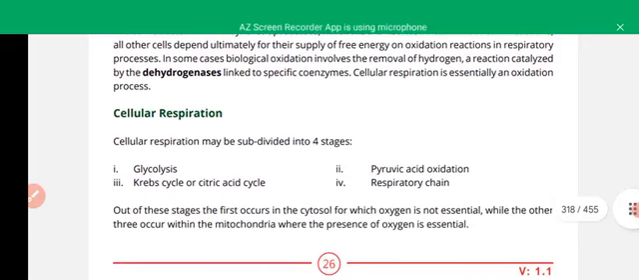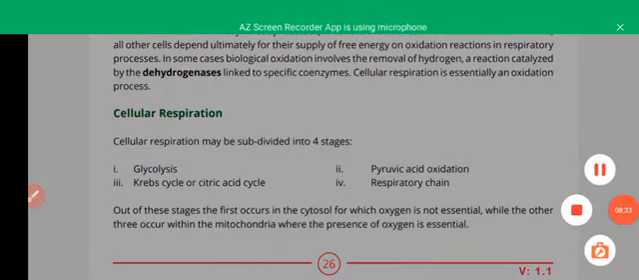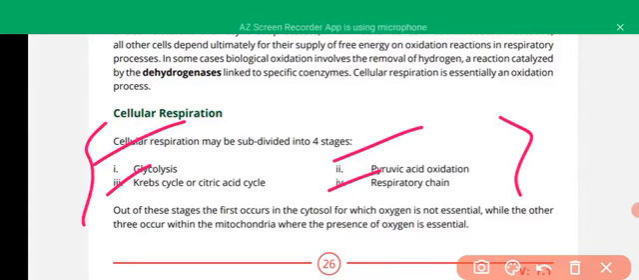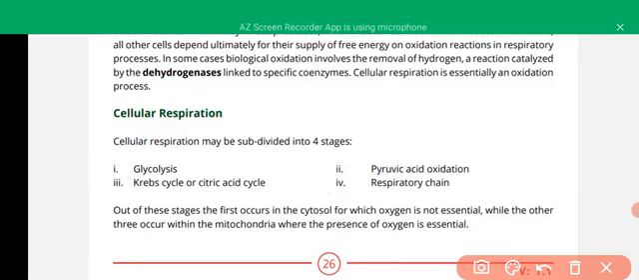There are various steps of cellular respiration: glycolysis, pyruvic acid oxidation, which enters the mitochondrial membranes, then the Krebs cycle in the mitochondria, and the respiratory chain, which is also in the mitochondrial inner membranes. By various steps, energy is produced in the form of ATP. We will see how this is converted.